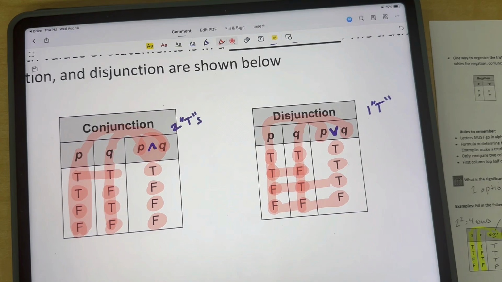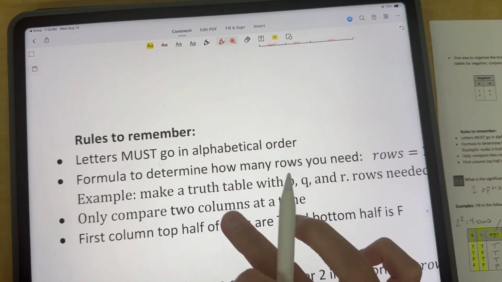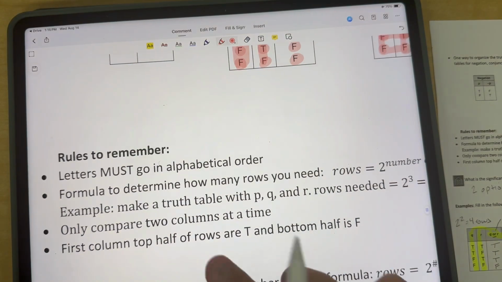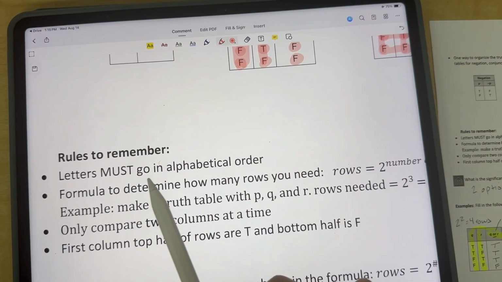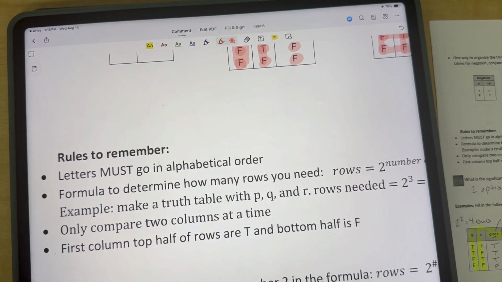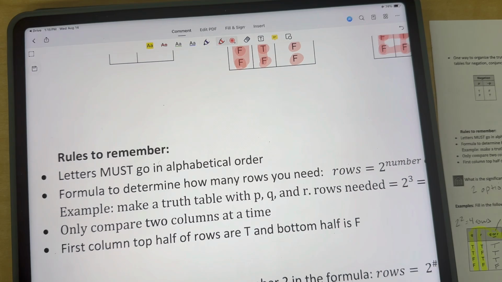All right, here it goes. Get ready for it. These are the rules. You must do these rules every time, okay? Letters must go in alphabetical order. So if the statement is PQR, you can't go RQP. You must go PQR. If you have ABC, you must go ABC. You can't do CAB. It will not work. You need to go in alphabetical order as the statements are listed.